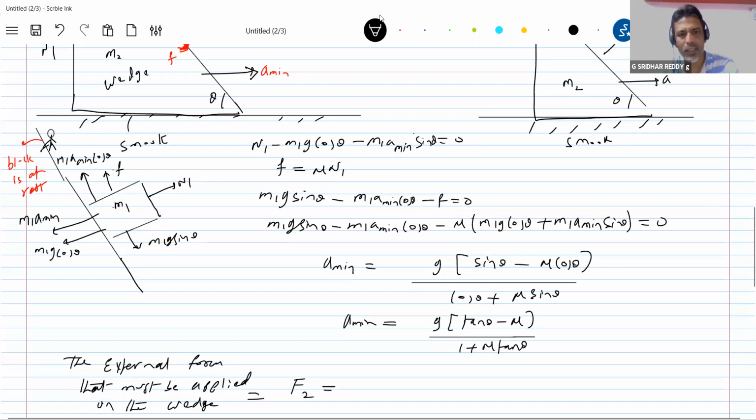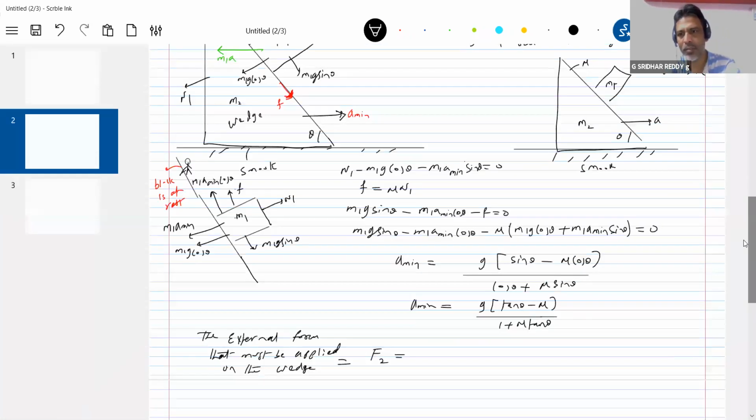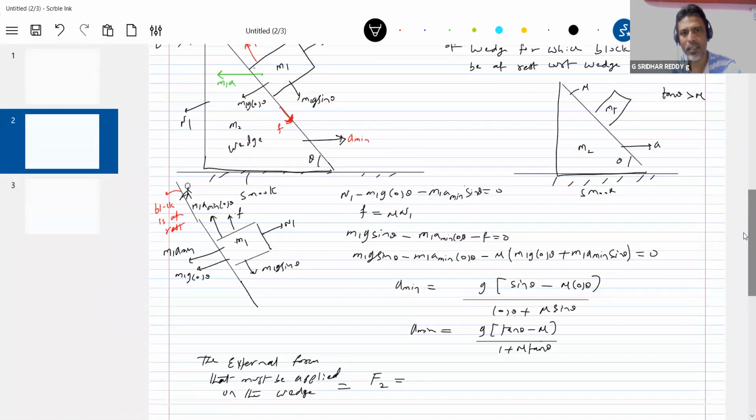Looking at the diagram, just write the equation now. Now only look at the wedge. What are the forces that are acting? Component of friction, F cos theta. Component of normal reaction, N1 sin theta. Am I right? So what is the equation now? This is F2, I'll call it.